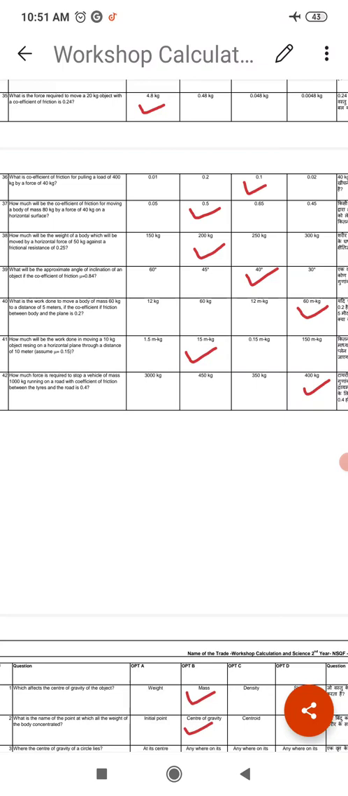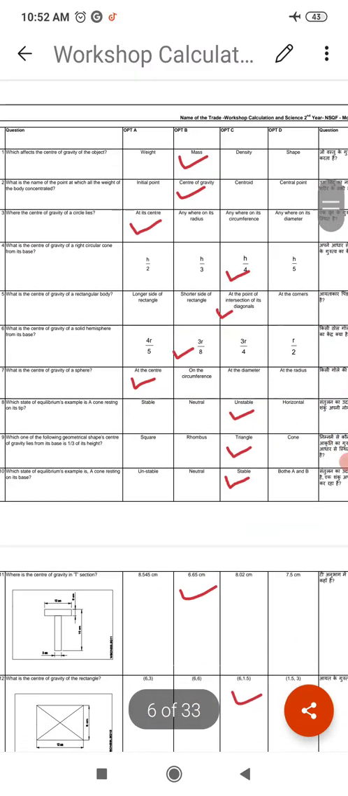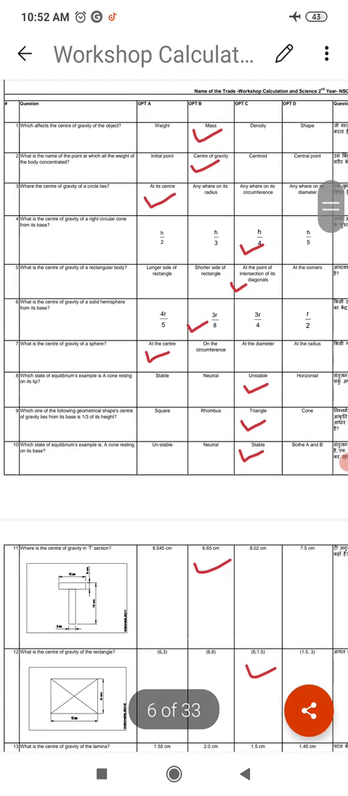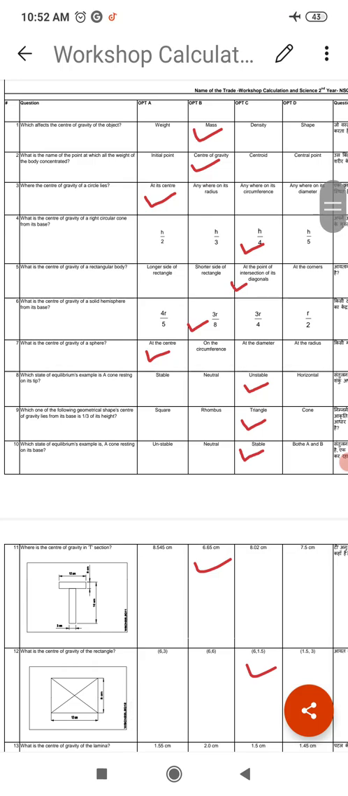Next, how much force is required to stop a vehicle of mass 1000 kg running on a road with the coefficient of friction between the tires and the road is 0.4? Its answer is D. 400 kg. Next, which affects the center of gravity of the objects? Its answer is B. Mass.